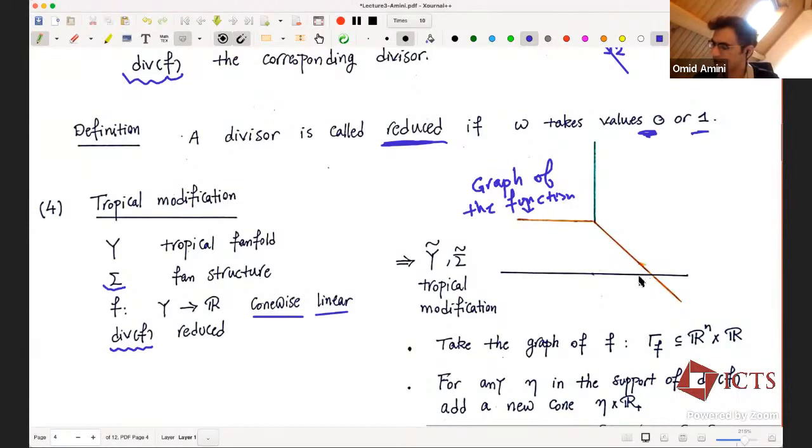Okay, you see that the graph of the function, at least set theoretically, looks like the fanfold itself. But the only problem is that it's not balanced. Here it's not balanced because the sum of these two vectors is not equal to 0. Before, you have the balancing condition here: the sum of this vector and this vector is equal to 0. But now you take the graph, you basically get the same set. So set theoretically they are in bijection, but you lose the balancing condition, and you lose the balancing condition exactly at the cones which are in the support of the divisor of f. You can check this, okay?